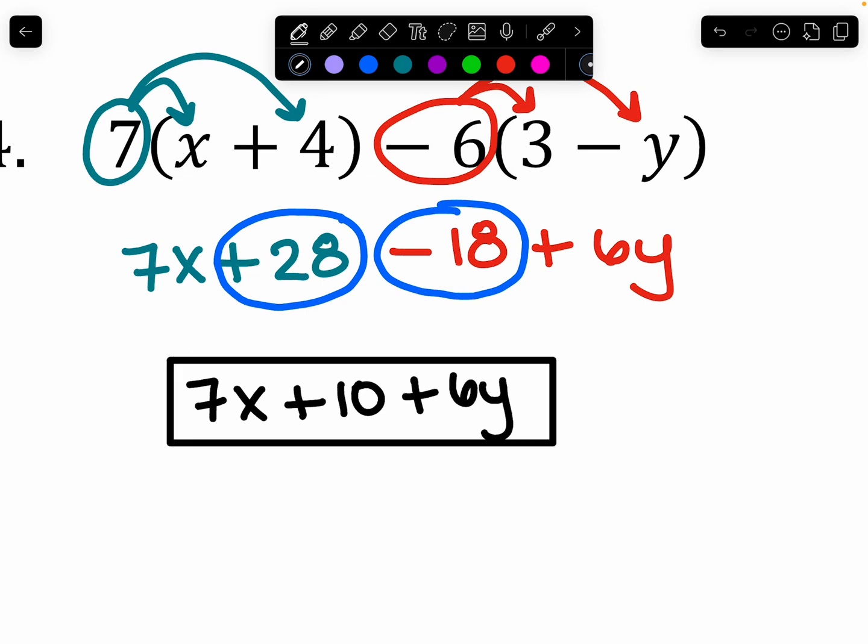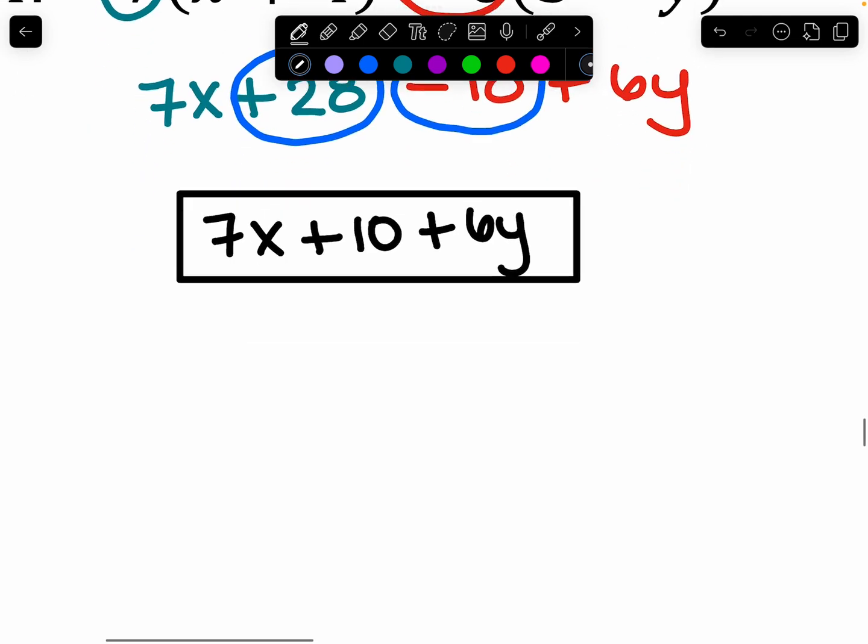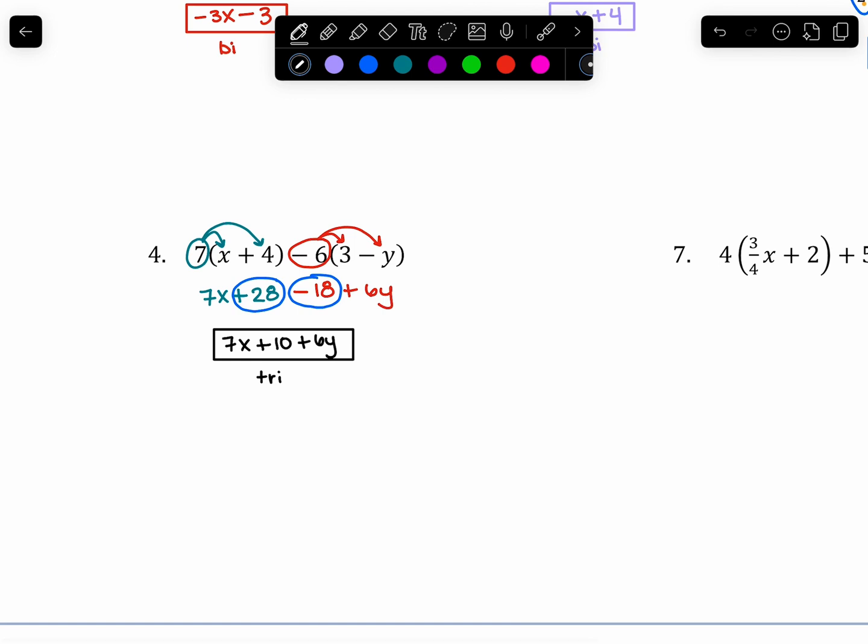None of those 3 terms are like, so I'm just going to box my final answer. And the order in which you put these in your final answer doesn't really matter. You could have done 7x plus 6y plus 10, or 10 plus 7x plus 6y. It really doesn't matter to me. I don't think it's going to matter to whoever your teacher is either. But no matter what, we end up with 3 terms, and we have a trinomial.